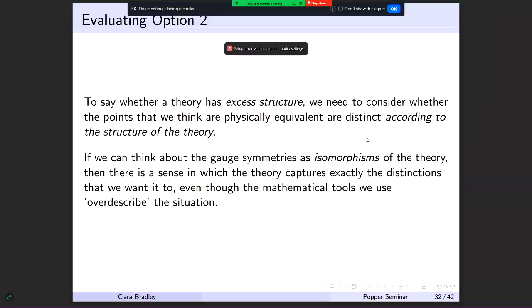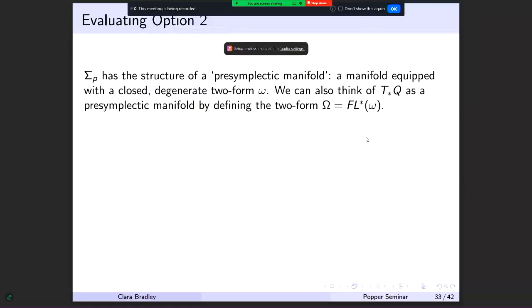And it turns out that there is a way to think about gauge symmetries as isomorphisms of the structure of Lagrangian theory. To do this, we have to think about these theories in a kind of geometric way. This takes us a bit further afield and relies on some parts of geometry that probably you aren't all familiar with. So just to give you the highlights for those of you interested in this area of geometry, the picture is that our primary constraint surface on the Hamiltonian side has the structure of what's called a pre-symplectic manifold.